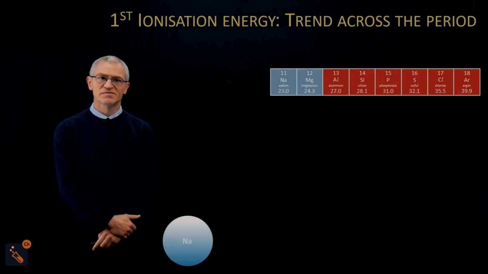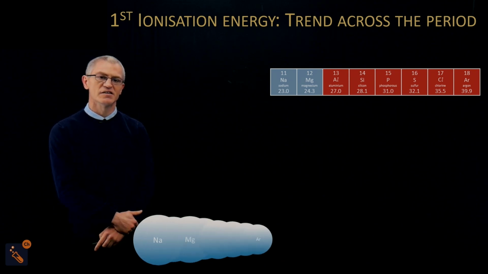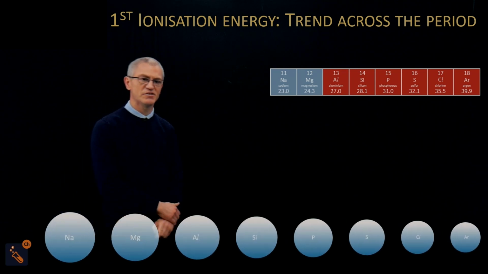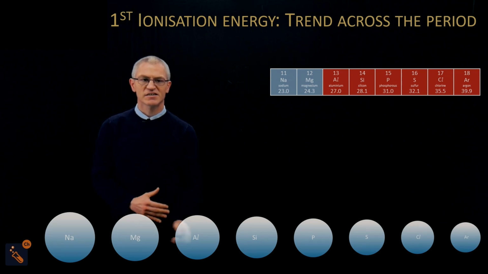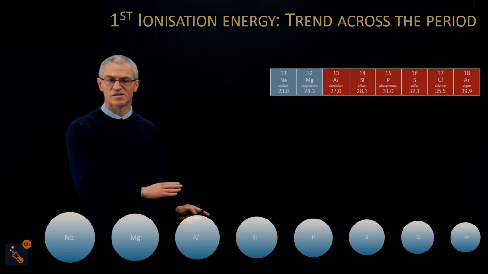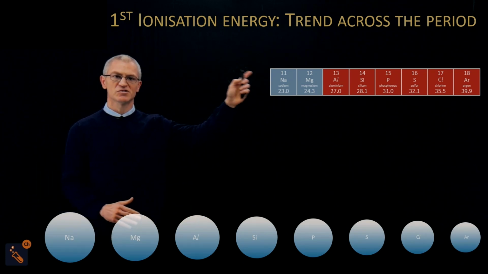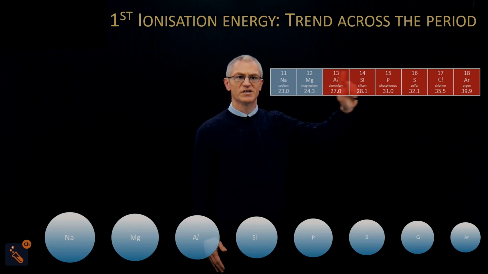Now let's look at the trend in first ionisation energy across the period. So we know from our previous slide that as you go across the period, that means that the radius is going to get smaller. It's going to decrease. As we go across this period, in the 3 examples that we've got here, we're definitely going to get smaller.